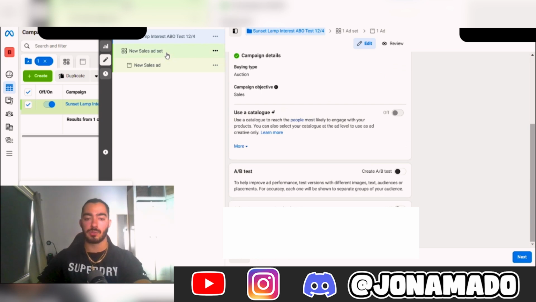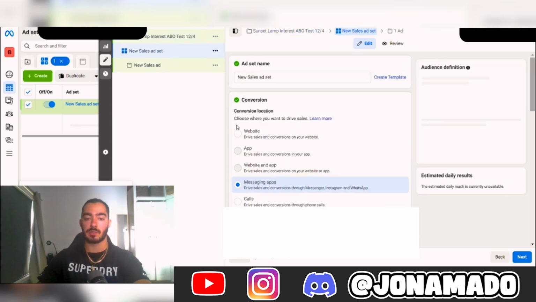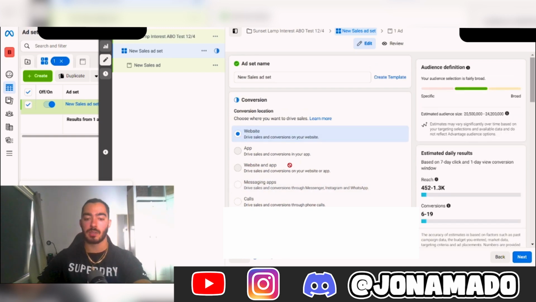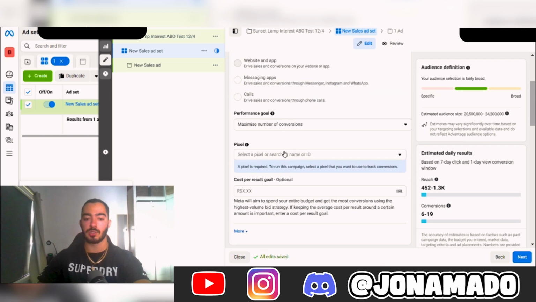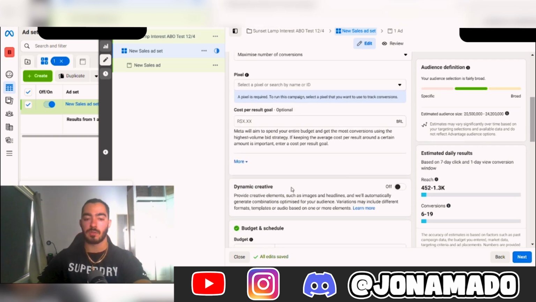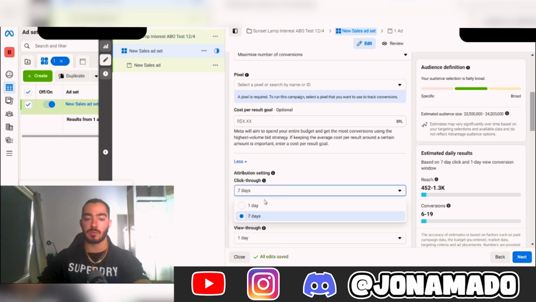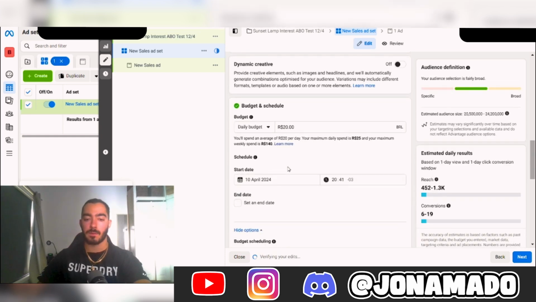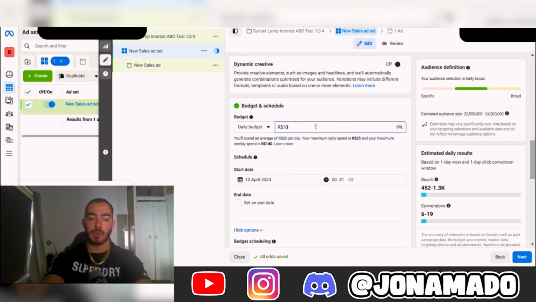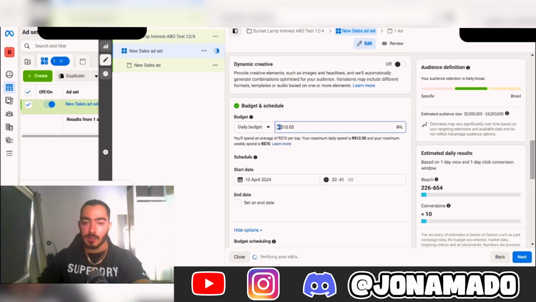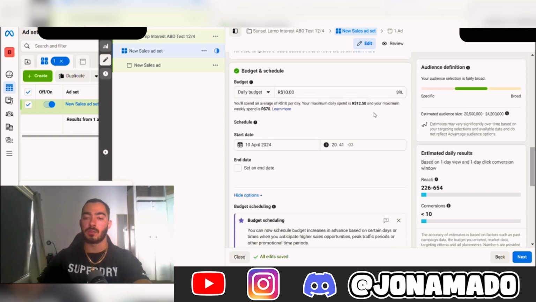Next, we just go to new sales ad sets, and we always put website here, maximize number of conversions, select your pixel obviously, and then set this to 1 day. For this, I like to set it to $10 per day to test. So it's in ARB, but it'd be in AUD or whatever currency. So make sure you set the ad account currency to the currency you are actually in. Otherwise it will ban or disable your account because it won't be able to process the payments.